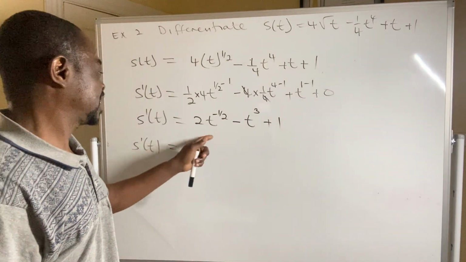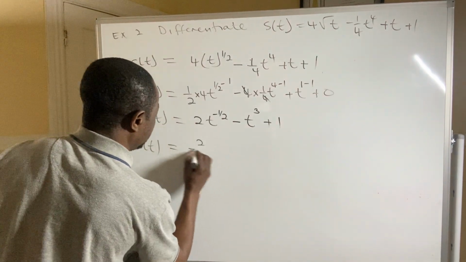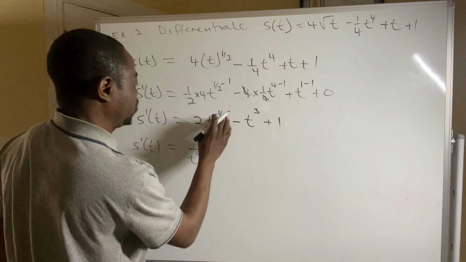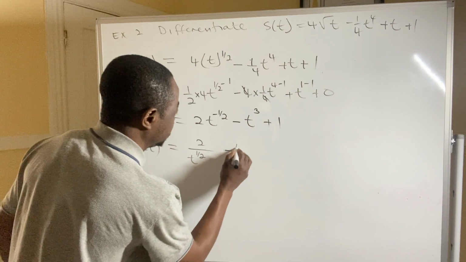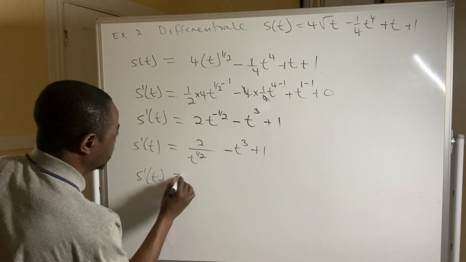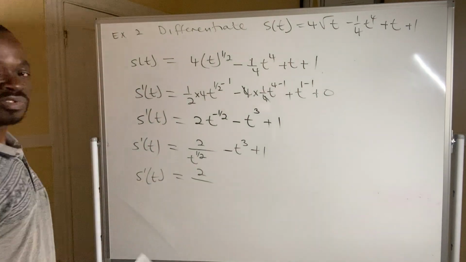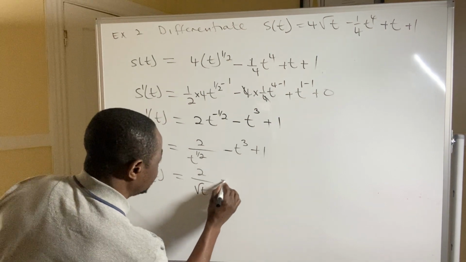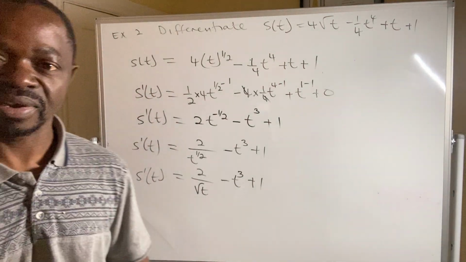So s prime of t is equal to, here you can rewrite it. If you don't want the negative sign to appear at the top, you can write it as 2 over t raised to the power half, so that to avoid a negative sign, when you bring it down, you change it to positive. So this is minus t to the power 3, then plus 1. You can further write it as 2 all over t raised to the power half, which is the same as the square root of t. So you can write 2 over square root of t, then minus t cube, then plus 1. All right, and that's your final answer.